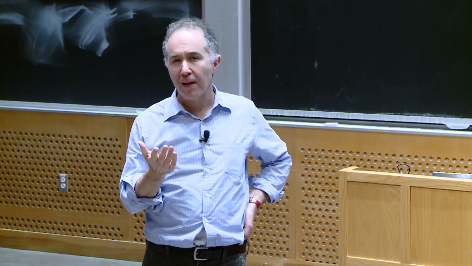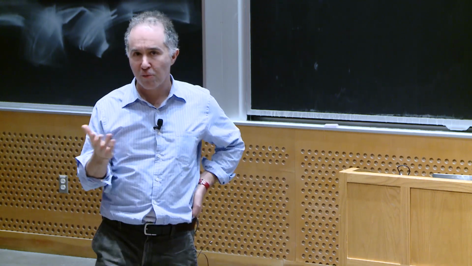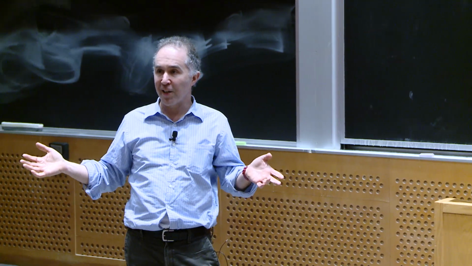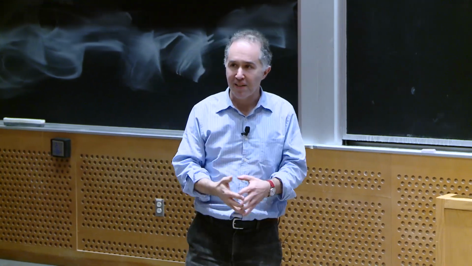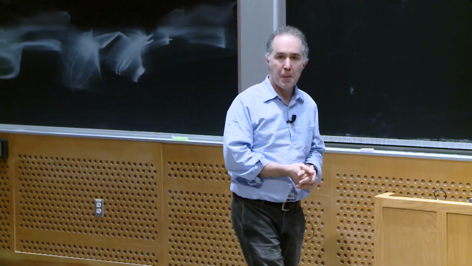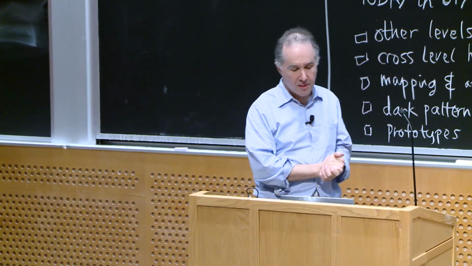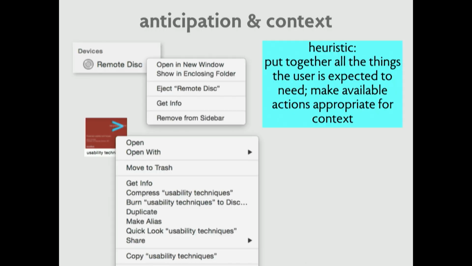I suppose it's not really a perfect example of recognition rather than recall, because if you're just sitting staring at the keyboard, there's nothing to tell you that this is the button you need to press to save the file. So the heuristic is that you put together all the things the user expected to need, and you make available only the actions that are suitable for context.